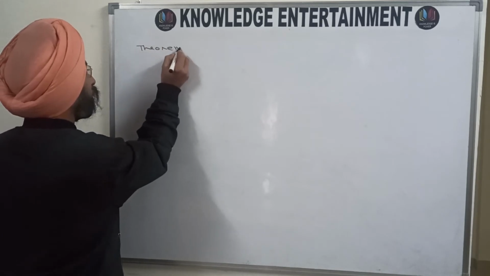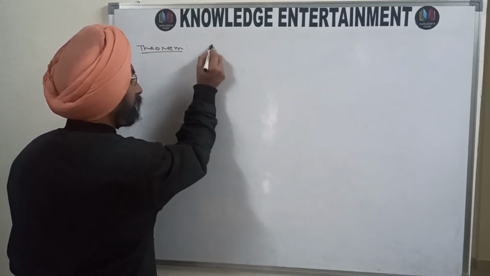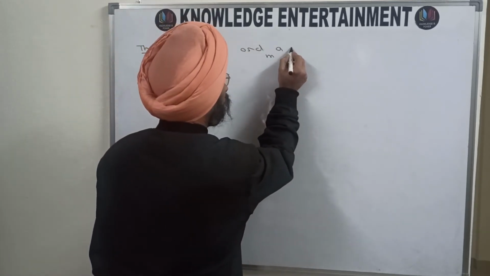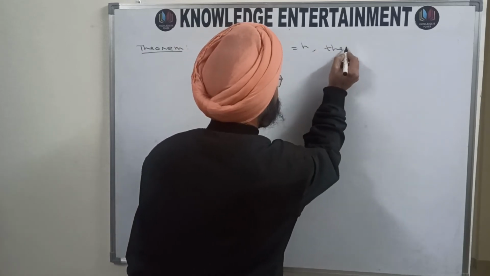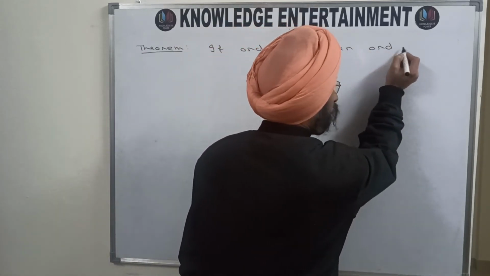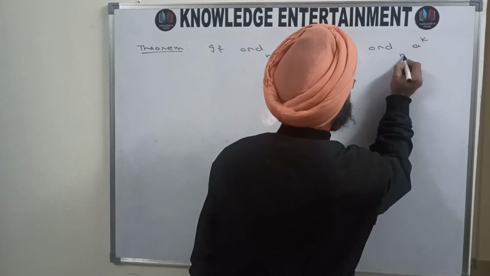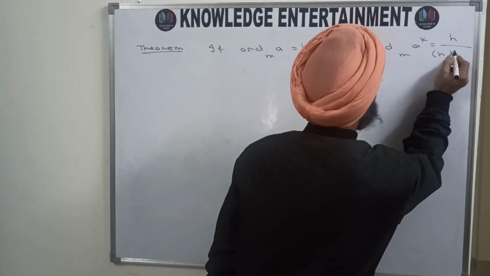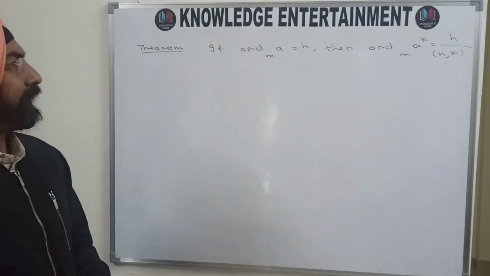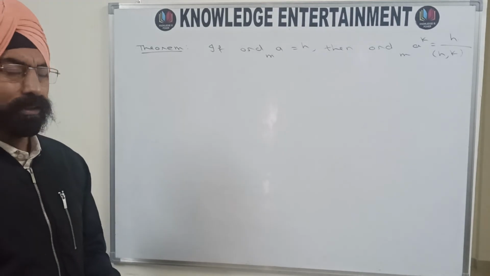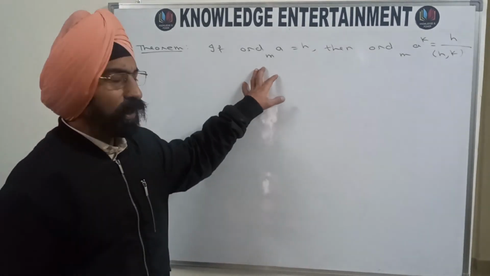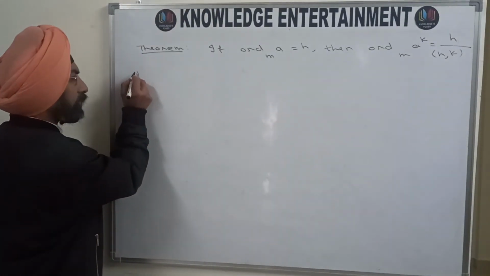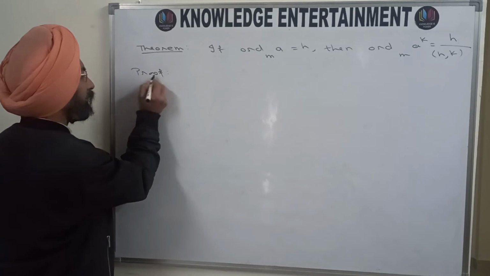Let us see what the next theorem says. If order of A modulo m is H, then order of A raised to the power k modulo m is H divided by GCD of H and k. This we have to prove. So this is given to us and this we require to prove. So let us start the proof, which is very easy.